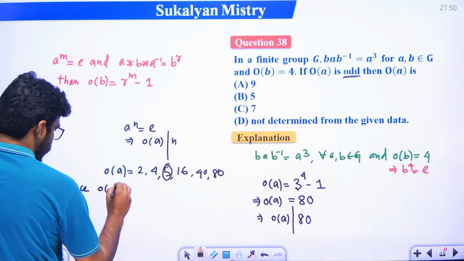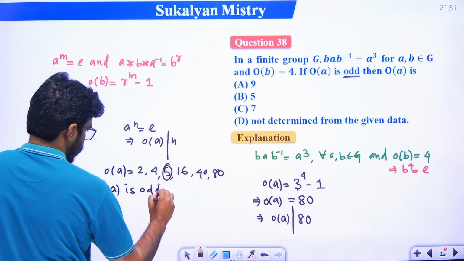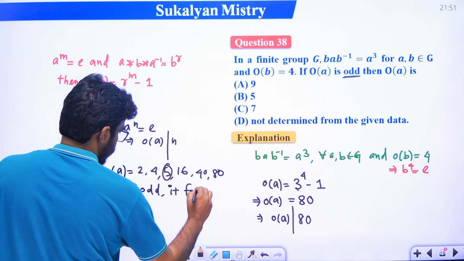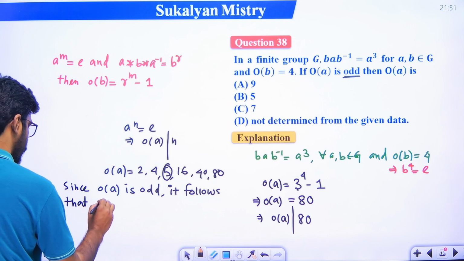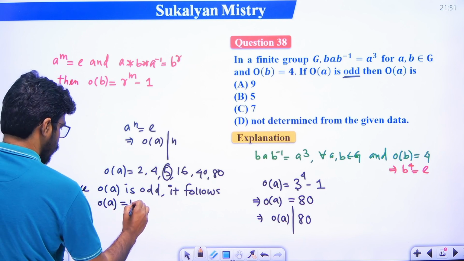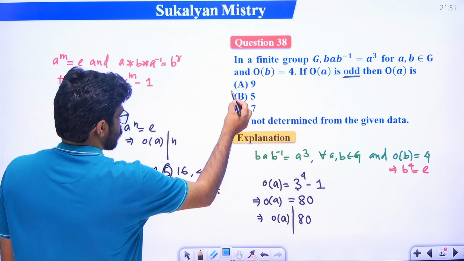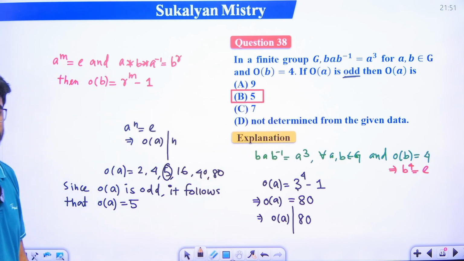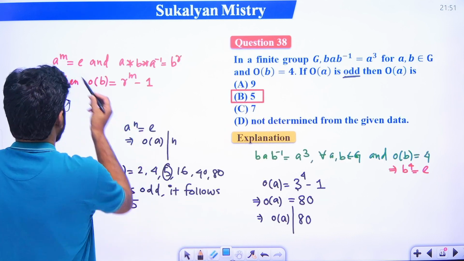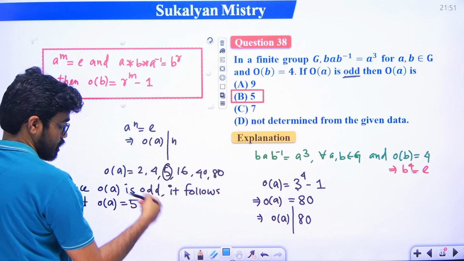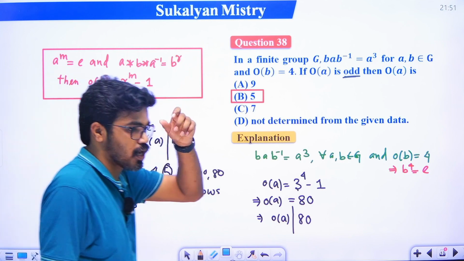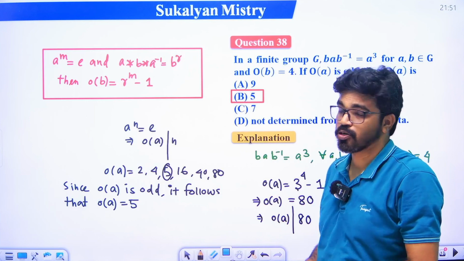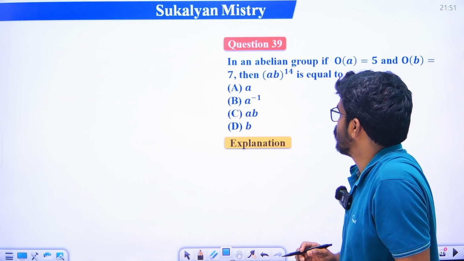Since the order of A is odd, it follows that the order of A will be 5. Okay, so option B is the correct answer. Clear? Okay, so it is a very, very important property, a short trick: if A to the power m is equal to E and A B A inverse is equal to B to the power R, then the order of B will be R to the power m minus 1. Okay, so next example.